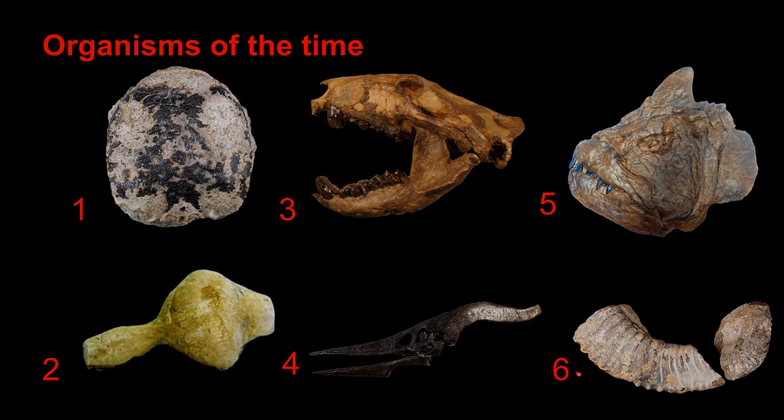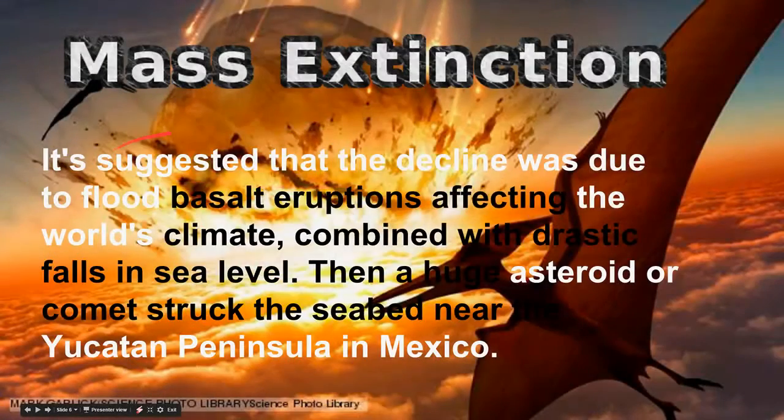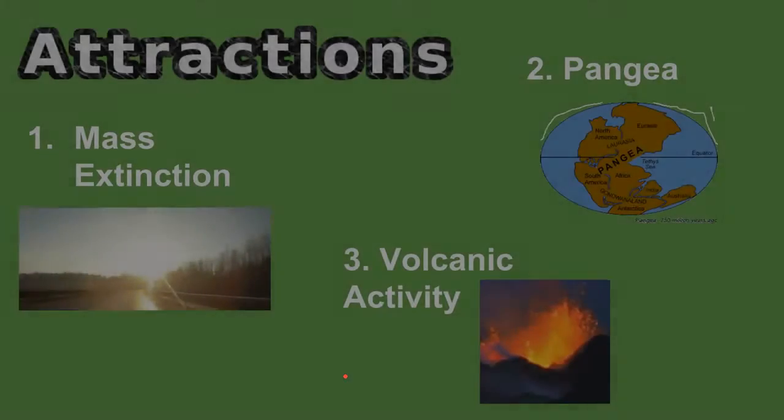Okay, next slide. What basically got rid of all these things? This was the mass extinction. It's suggested that the decline was due to flood basalt eruptions affecting the world's climate, combined with drastic falls in sea levels. Then a huge asteroid or comet struck the seabed near the Yucatan Peninsula in Mexico. The next slide I'm going to give to Ethan.